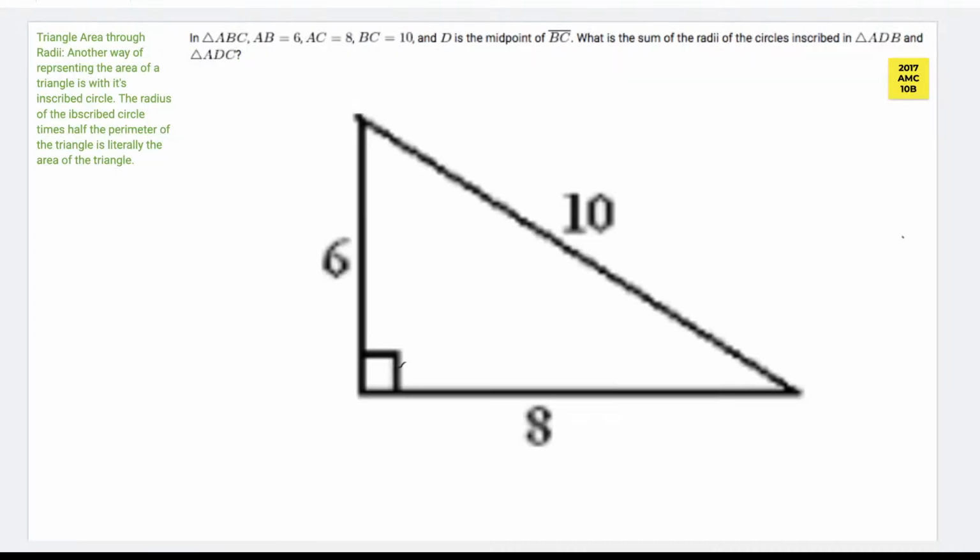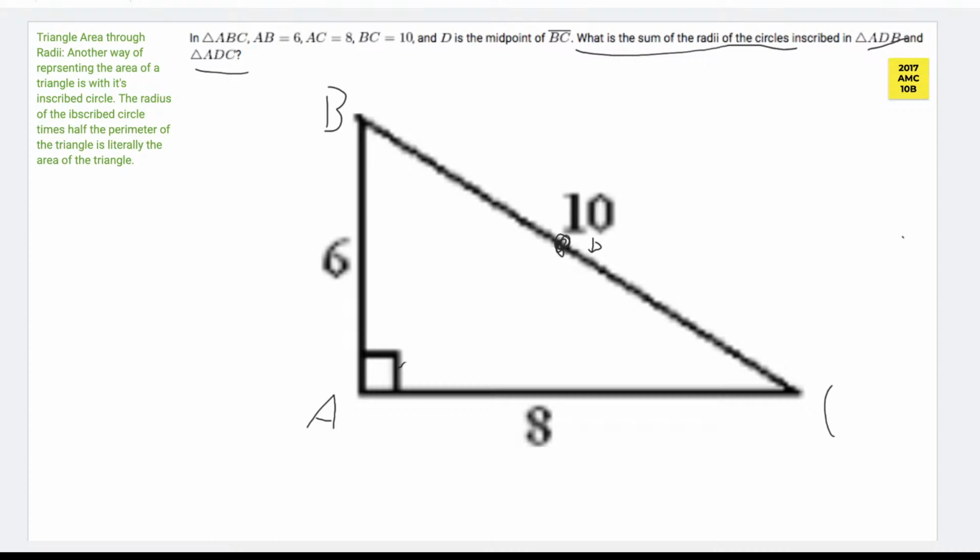So now this concept brings in a very important problem and a concept. A triangle's area can be found with the inscribed circle. The radius of the inscribed circle times half the perimeter of the triangle is equal to the area of the triangle. For example, in this problem it says triangle ABC, with these side lengths, and D is the midpoint of BC. It asks, what is the sum of the radii of the circles inscribed in triangles ADB and ADC? This problem can be pretty tricky, but if you know this concept, it's really easy.